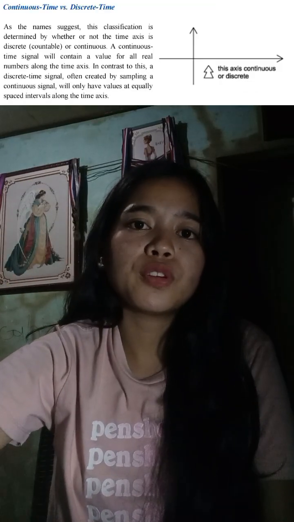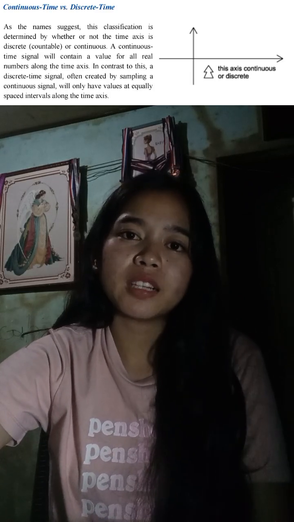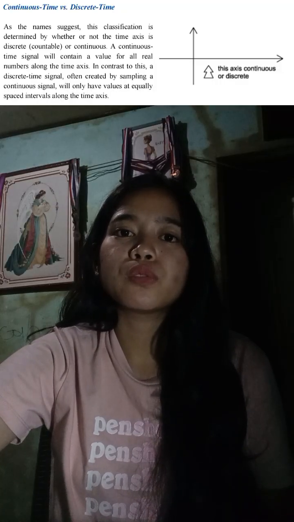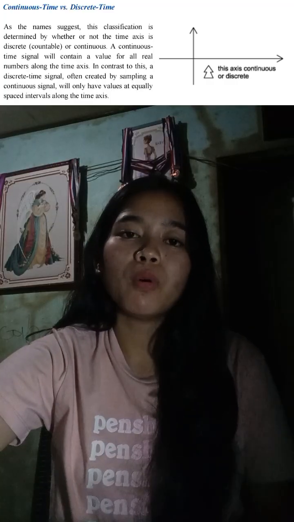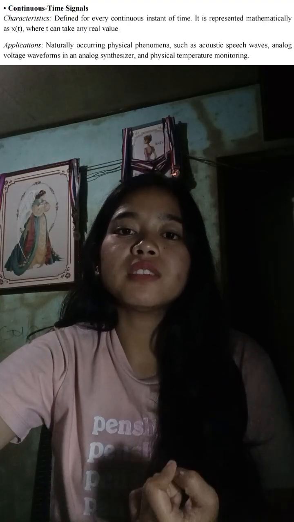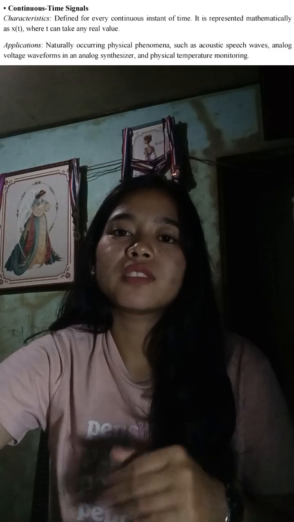Let's start with our first classification, which is continuous time versus discrete time signals. The basis here is whether the time axis is continuous or discrete, meaning countable. A continuous time signal contains a value for all real numbers along the time axis. It is represented mathematically as x(t), where t can take any real value, meaning it is defined for every continuous instant of time.